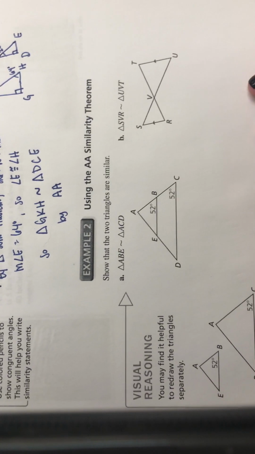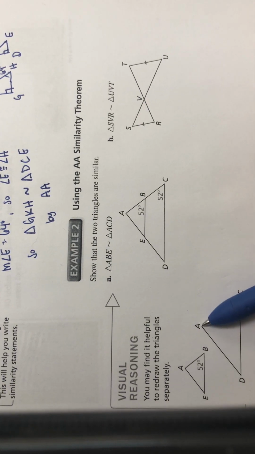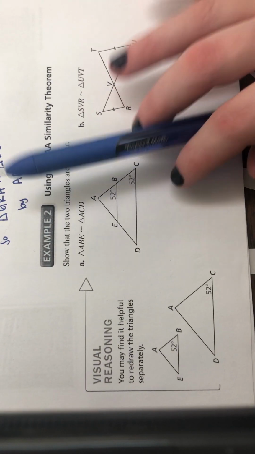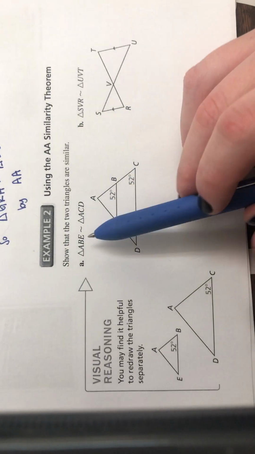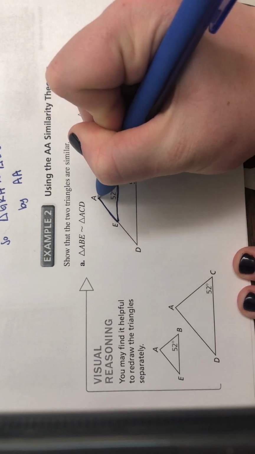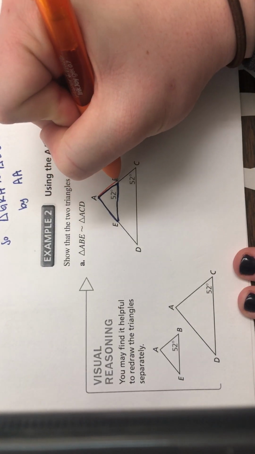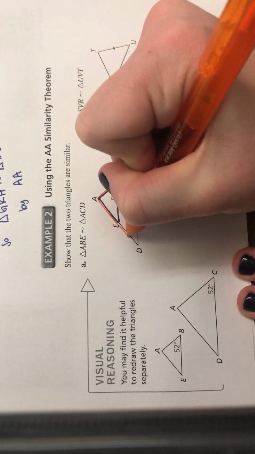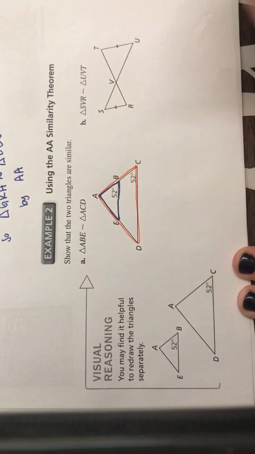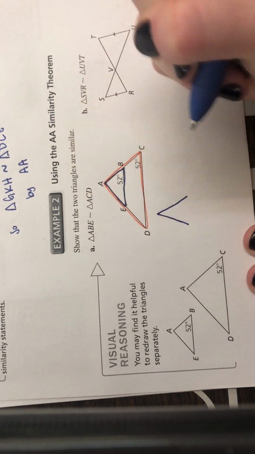Example 2. It says show that the two triangles are similar. So visual reasoning over here, I showed you the other option up here. It says you may find it helpful to redraw the triangles separately. We're trying to look at triangle ABE, which I'll outline with my blue pen. It's similar to triangle ACD. They kind of overlap here, so if you want to, you can redraw those, is what this is saying. Try to draw them big enough this time.